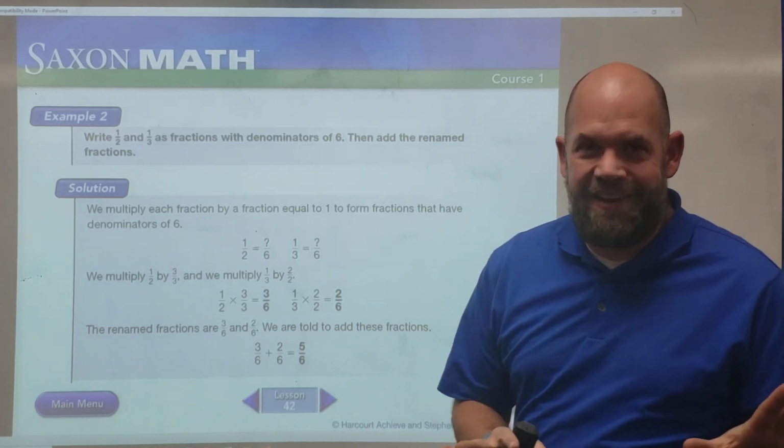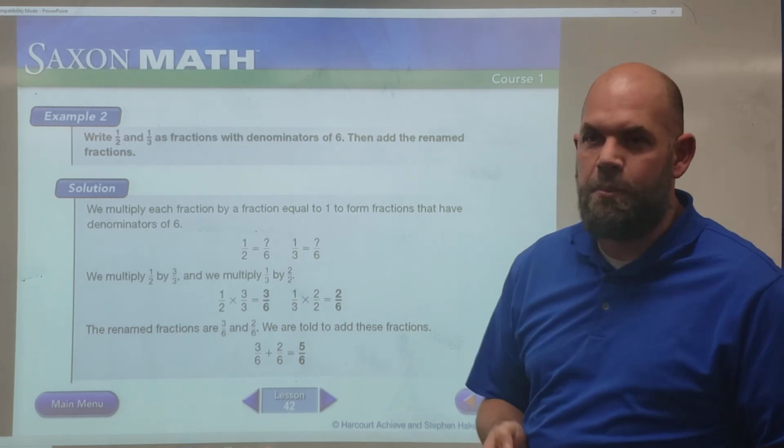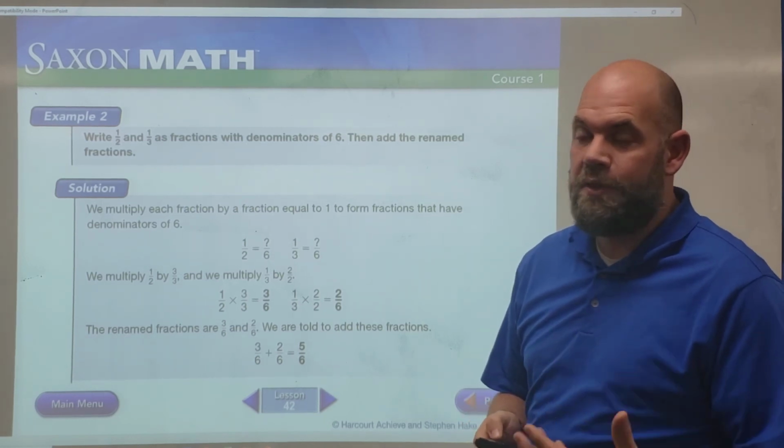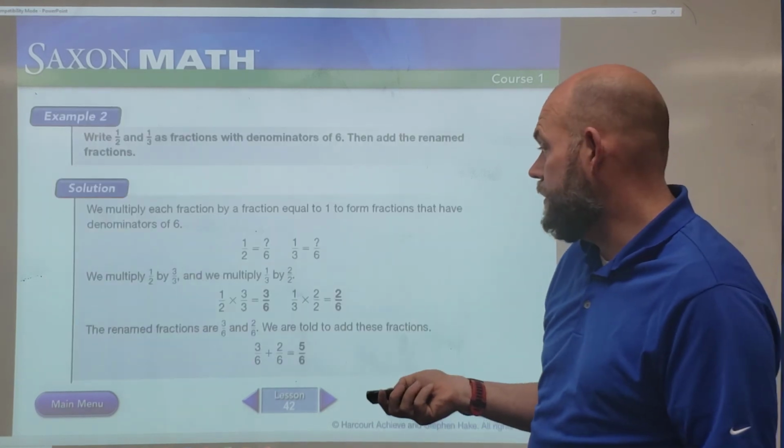This is going to seem complicated the first time or two you do it. It's going to take some practice. You just have to get used to multiplying something by an equivalent part. Okay? And that's it. That's the whole assignment.